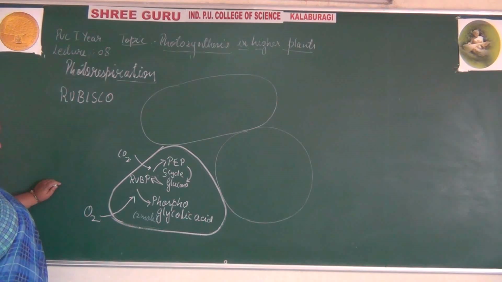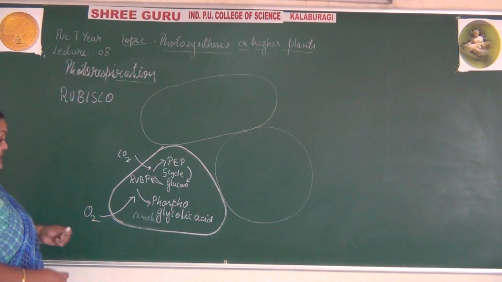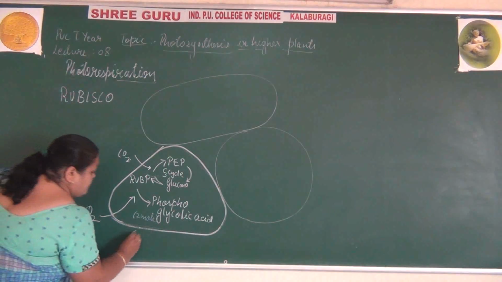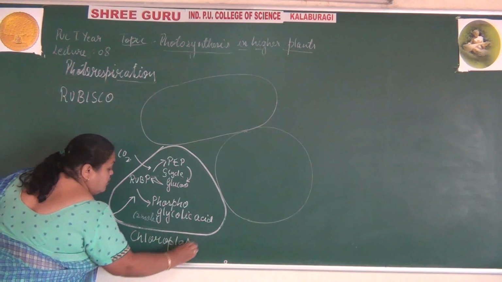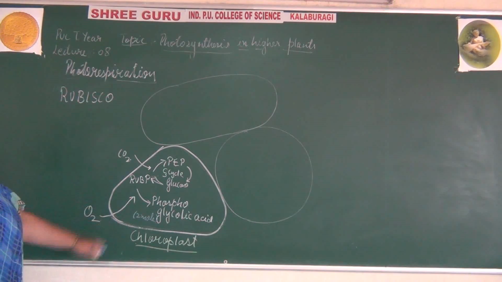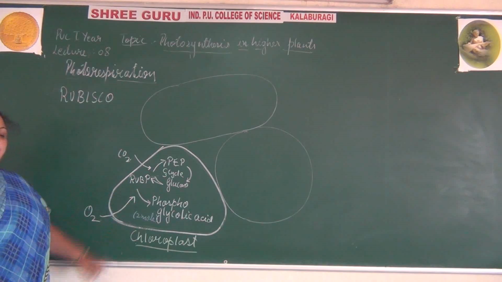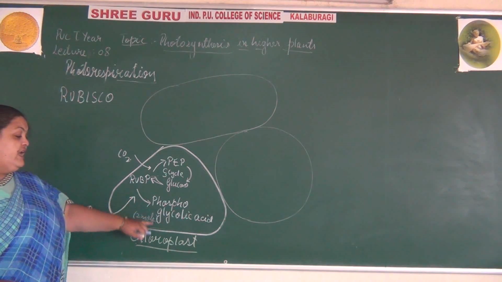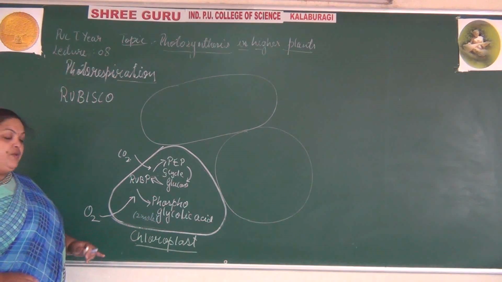is the first product formed by the fixation of oxygen by RuBP, and this process occurs in the chloroplast of the cell. So this is the chloroplast. So in the chloroplast, by oxidation of ribulose biphosphate, 2 molecules of phosphoglycolic acid are being formed in the chloroplast.